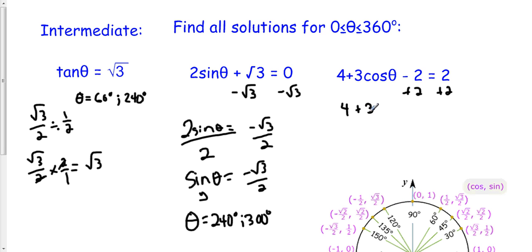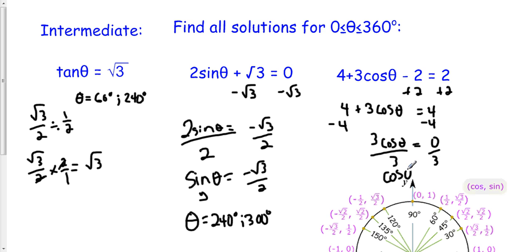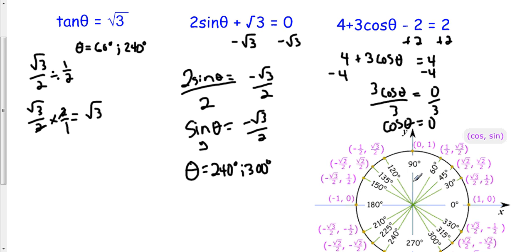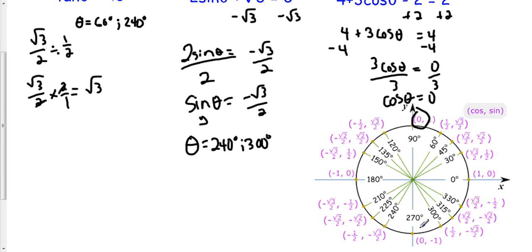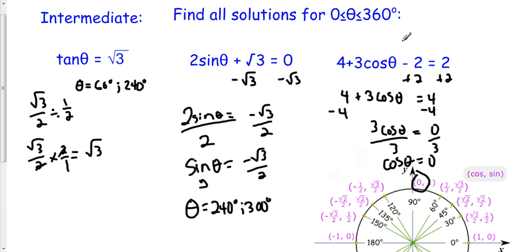We get 4 plus 3 cosine theta equals 4. Then I'll subtract 4 from both sides to get this cosine stuff all by itself. 3 cosine theta equals 0. We divide by 3, and we end up with cosine theta equals 0. So, when is the x value, the cosine value, equal to 0? Well, at 90, the x is 0, and at 270. So my two values for theta here, theta is going to be 90, or it's going to be 270.